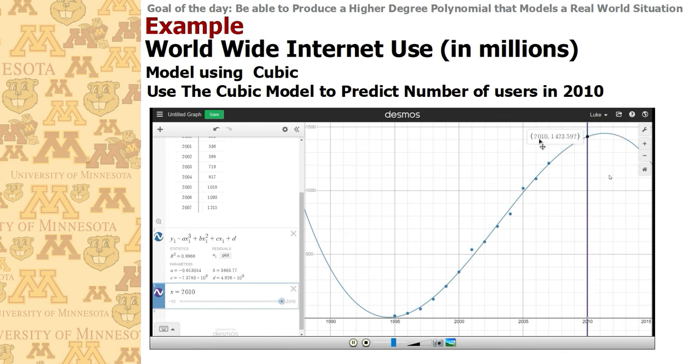And there is the 2010 line, so I can click that point. And so when X is 2010, what's the number of users? The number of users is 1,420, if I round, 24, because you can't really have 0.5 of a user, right? 1,424 users in 2010. So we put in some data, we constructed a model, and then we used that model to make a prediction. Let's do one more example.